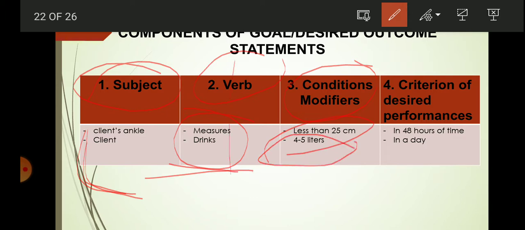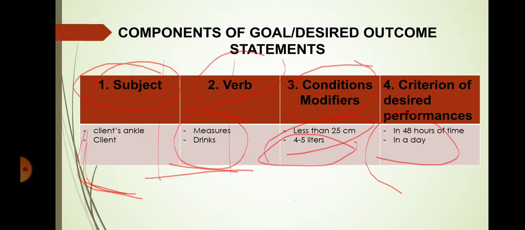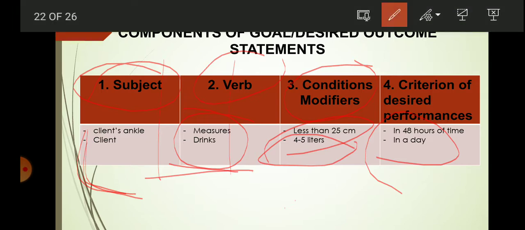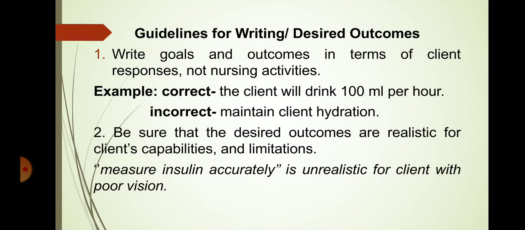The verb, and this is the subject. Criterion or desired outcomes, within a day, within 48 hours of time. So these are the components of a goal or desired outcome statement. I tried to make this diagram so that it's easy for you guys to understand the pattern. Okay, subject, verb, conditions or modifiers, and criterion or desired outcomes.